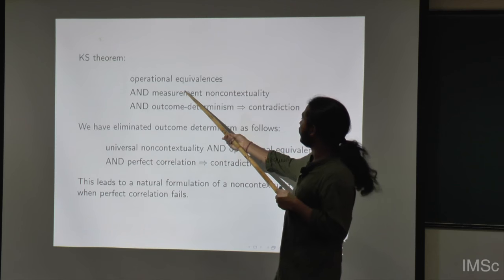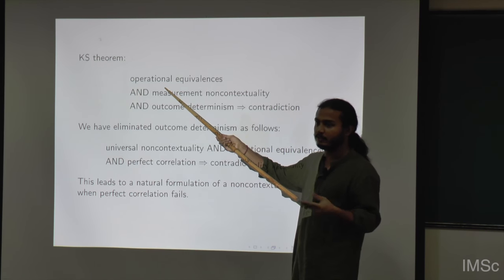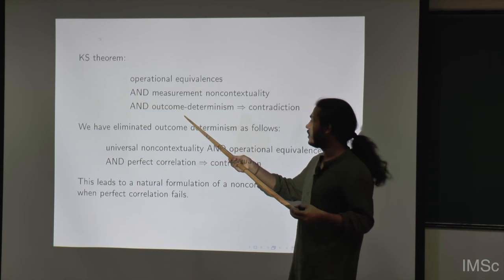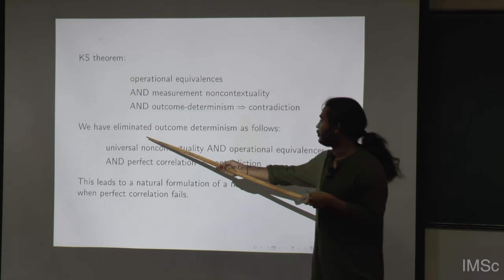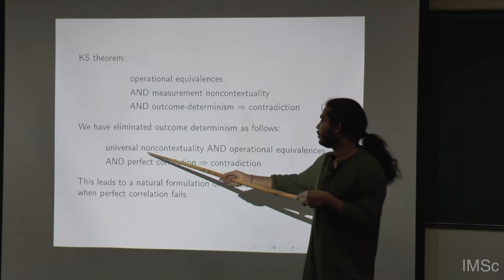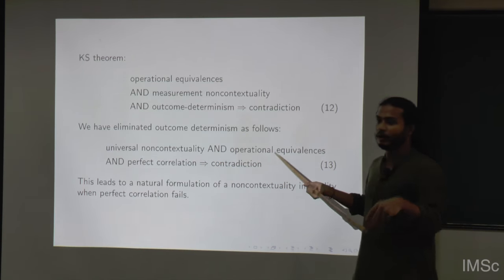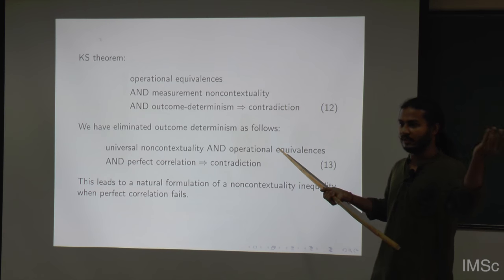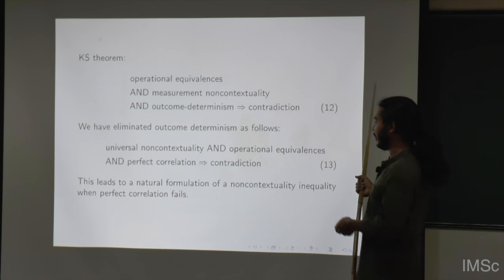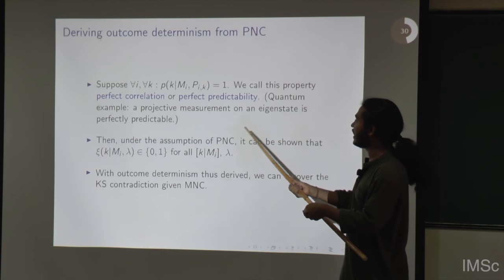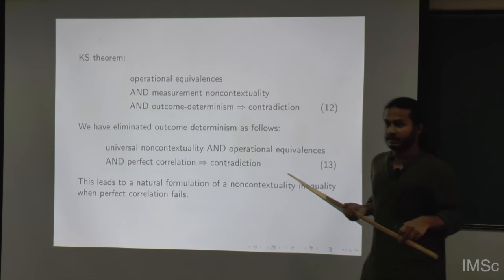So the Kochen-Specker theorem, the way it was stated was that you had some operational equivalences between measurements. You applied measurement non-contextuality, you applied outcome determinism, you ran into a contradiction. That's what we saw in the first figure I gave you. So we have eliminated outcome determinism in the following manner. When I say universal non-contextuality, I mean both preparation and measurement non-contextuality. And we had operational equivalences between them in those two yellow figures I showed you. And there's perfect correlation. That's the previous thing that I said, that you experimentally check if this thing is true. Then that leads to a contradiction.